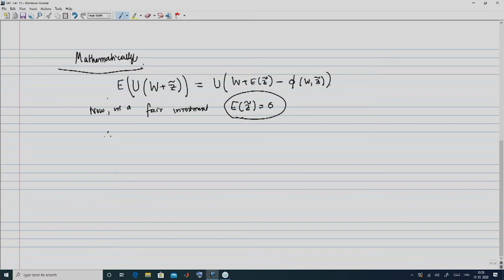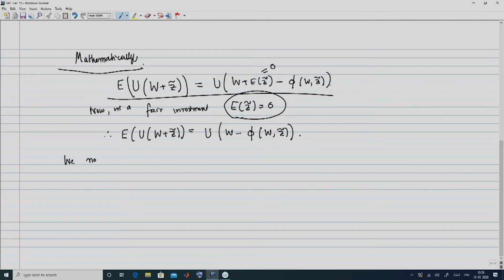So, therefore, this expression can now be written as the expected value of the utility of W plus z tilde is going to be u of W. Now, this quantity is equal to 0. So, it is simply going to be the utility of W minus phi of W, z tilde.